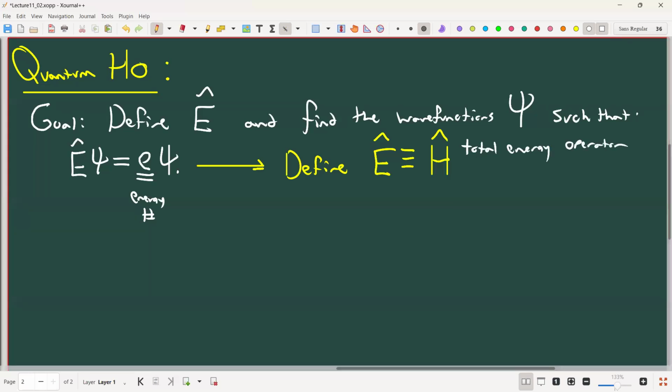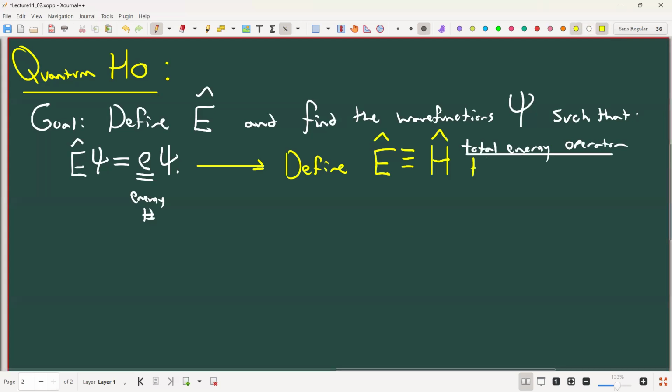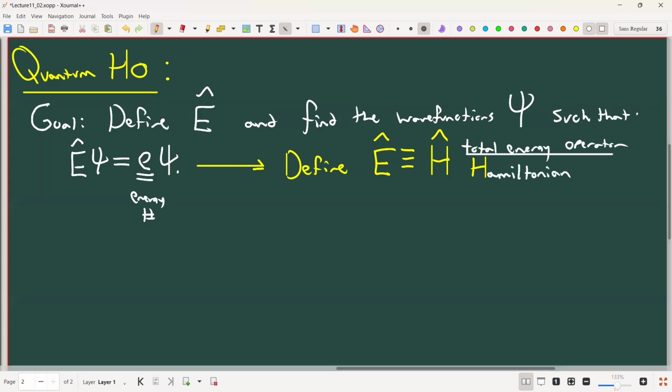So H is the total energy operator. And the H stands for Hamiltonian. It's a special energy equation defined by an old guy named Hamilton, who reassessed Newton's laws from the perspective of energy conservation.